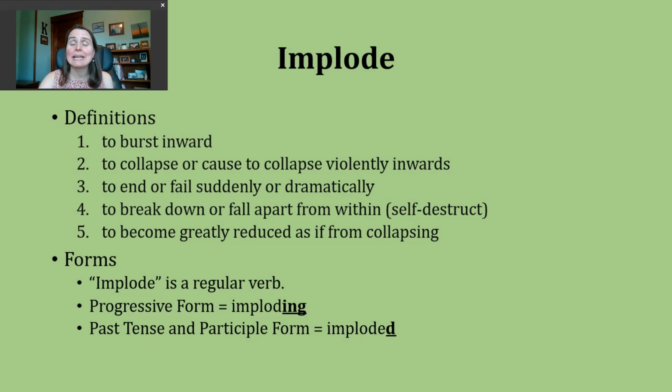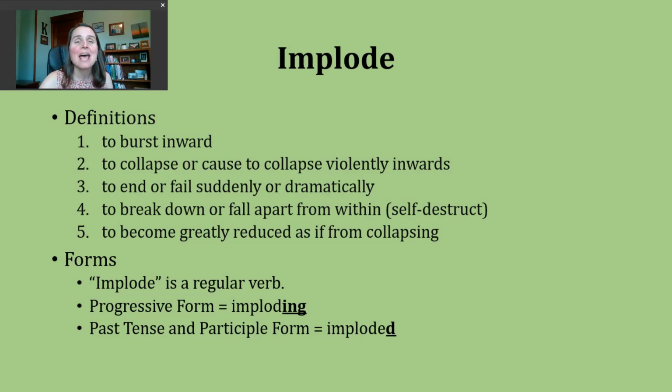Now, a fourth way you might encounter the verb implode can mean to break down or fall apart from within. Another way to think about this is something is self-destructing. So it's not outside forces that are causing this failure or something to fall apart, but it's more internal. Now, a fifth way you might encounter the verb implode can mean to become greatly reduced, as if something is collapsing or falling inward. We'll see some examples of that in just a moment as well.